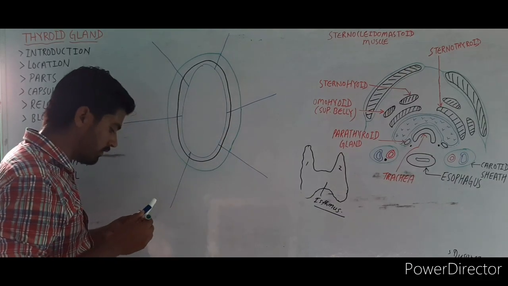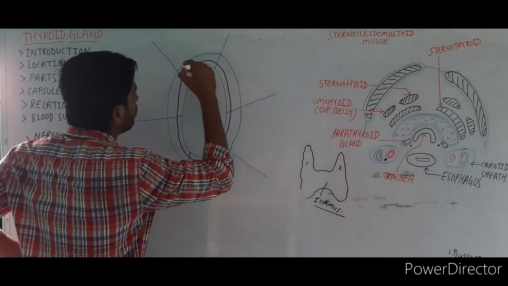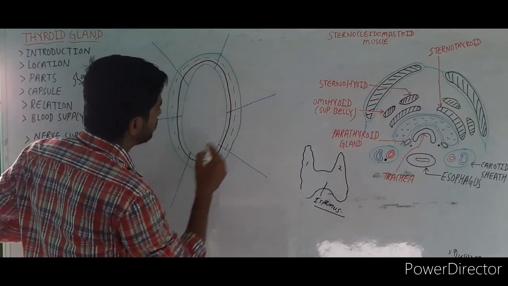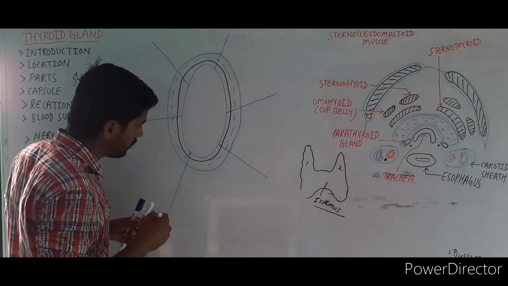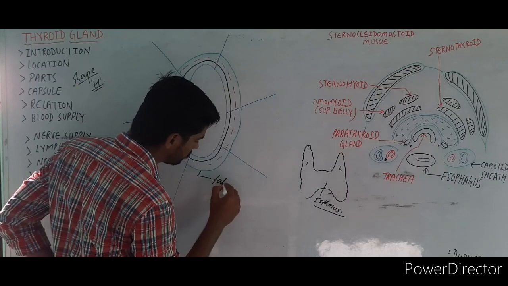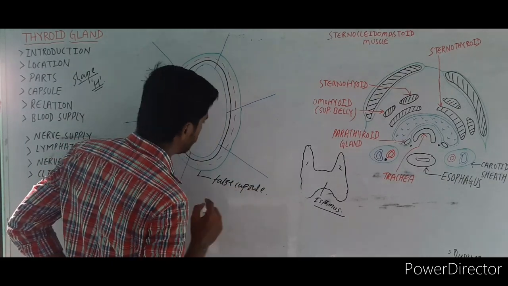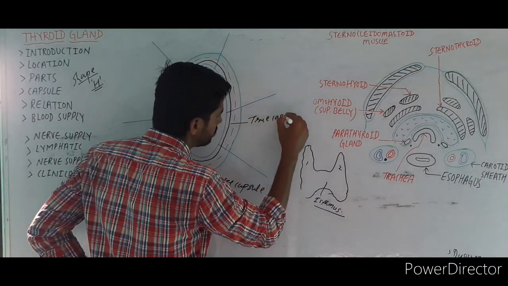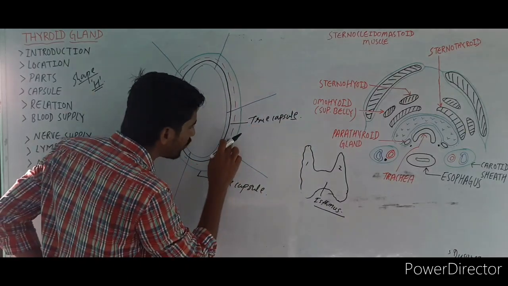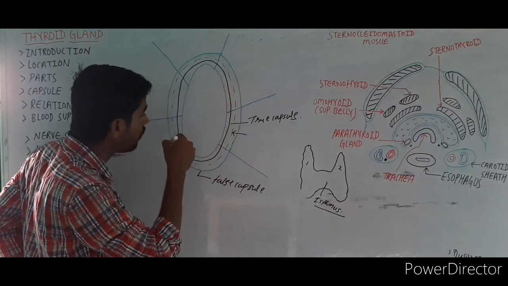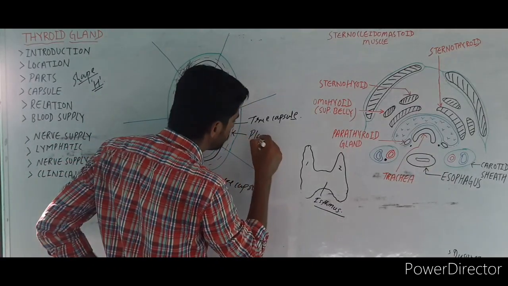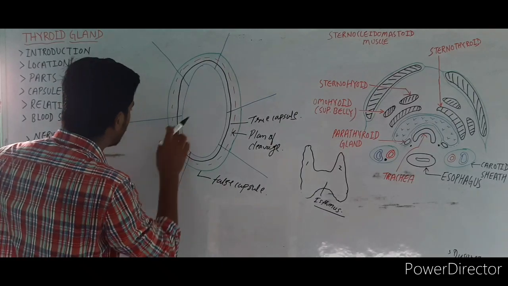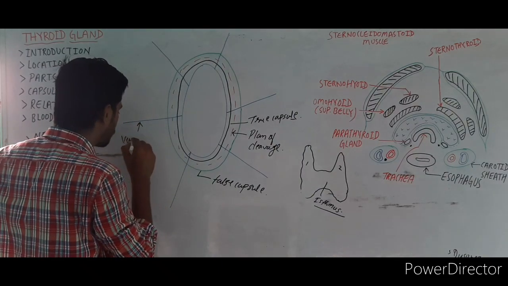Here is the red dot. This is the false capsule. And here this black color is the true capsule. And this red dot structure, dot, dot, dot. Now this is the plane of cleavage, and this is the venous plexus.